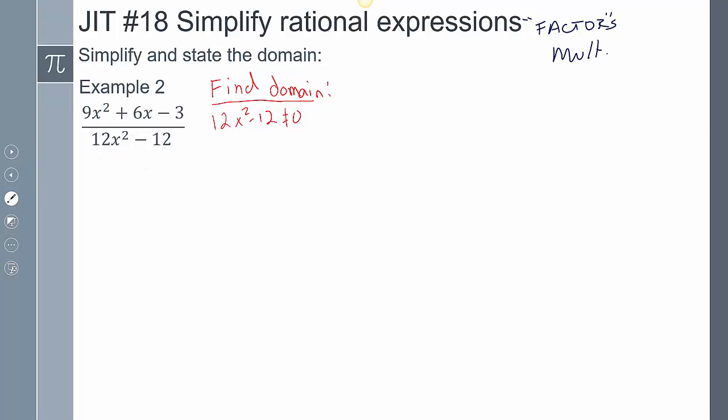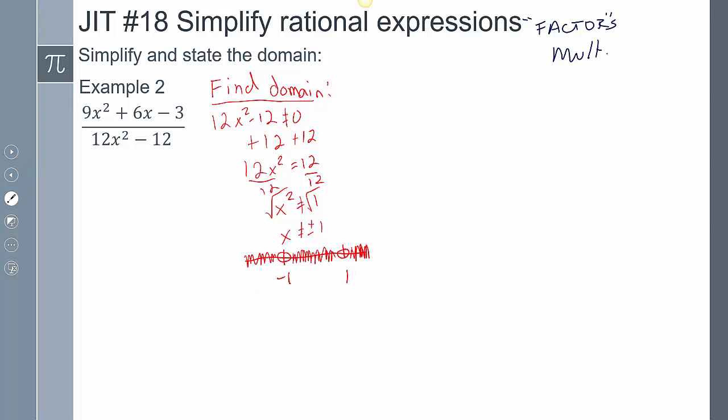I take the bottom, and it can't equal 0. So solving for it, add 12 to both sides. I get 12x squared equals 12. Divide both sides by 12. I get x squared equals 1. Square root both sides. x can't equal plus or minus 1. So on the number line, it can't be negative 1, can't be positive 1, but I didn't say it can't be anything else, so everything else is shaded in. And so my interval notation is negative infinity to negative 1, union negative 1 to positive 1, union positive 1 to positive infinity. And this right here is going to be the domain.